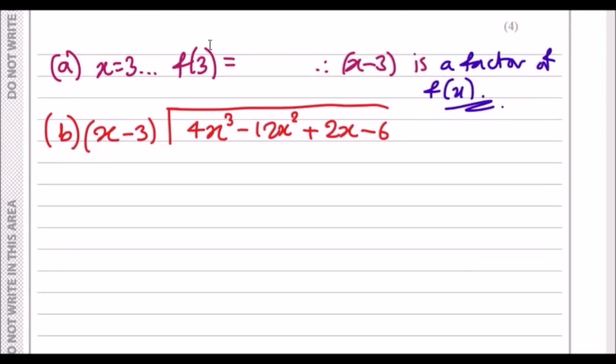So first things first, to start this, we will ask ourselves, how many times does x go into 4x cubed? Well, it goes exactly 4x squared times, because 4x squared times x gives us 4x cubed. Now all we do is just multiply this out. So let's do this. 4x squared times x minus 3 will give us 4x cubed minus 12x squared.